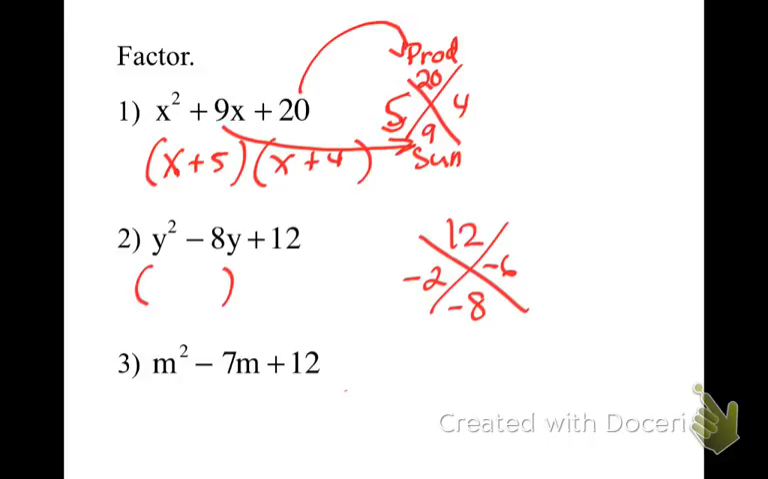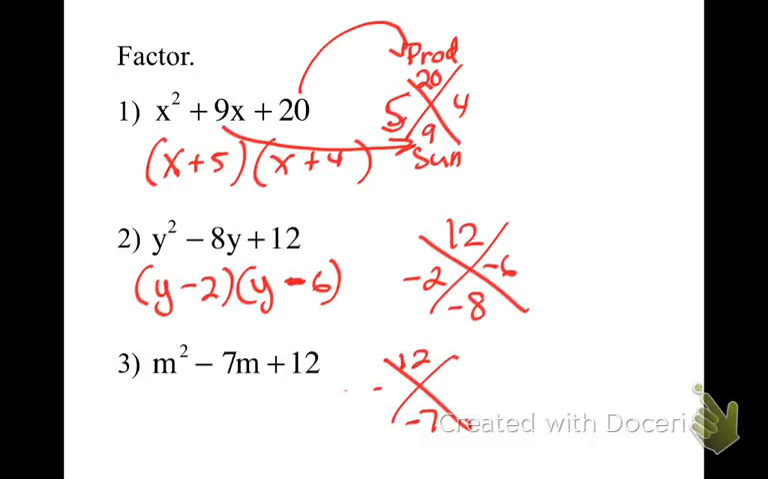So what's the answer, Noelia? Equality of y minus 2 and y minus 6. Good. Okay, number 2. The next one. Let's go with Julia. What goes up top? 12, and on the bottom? And so what are my two numbers? Negative 3 and negative 4. Good. And so the answer is? M minus 3 and n minus 4.